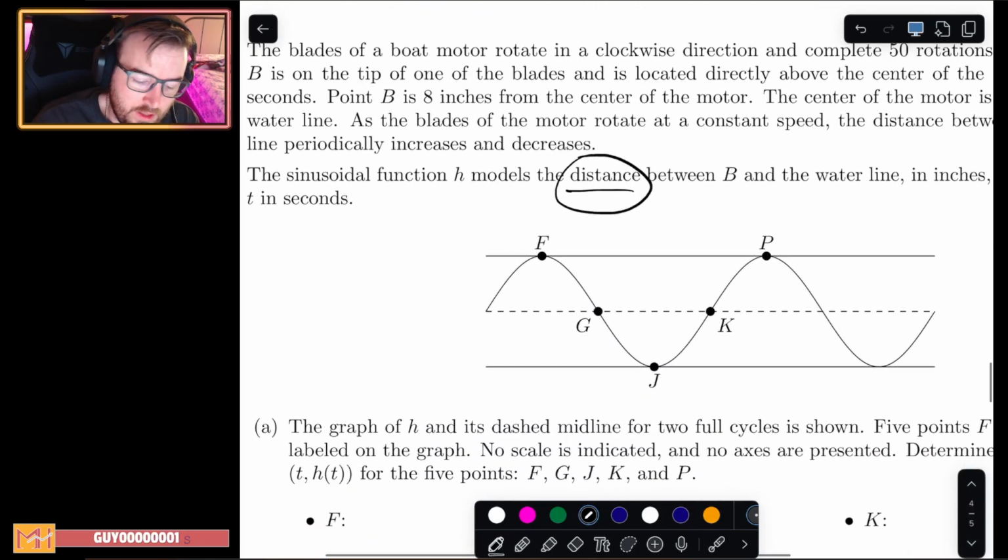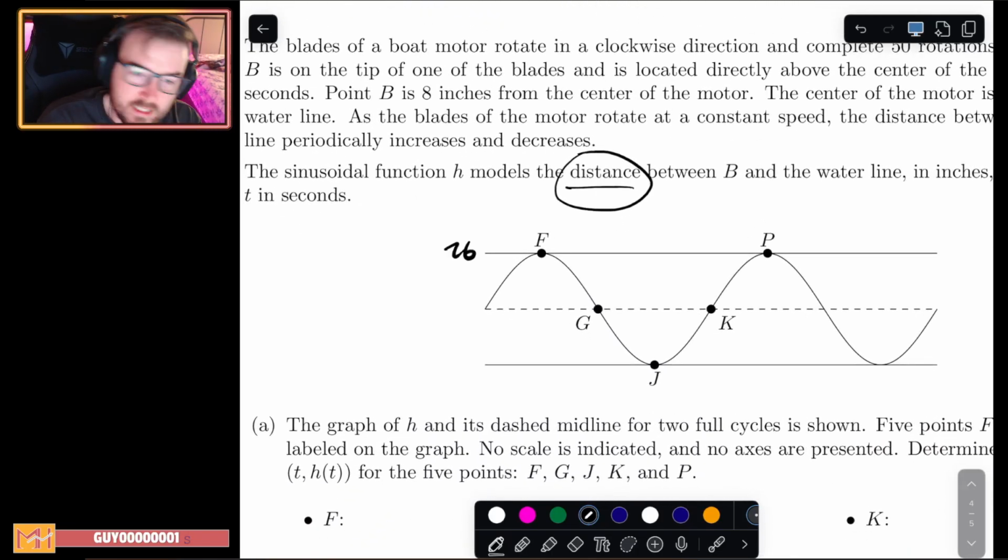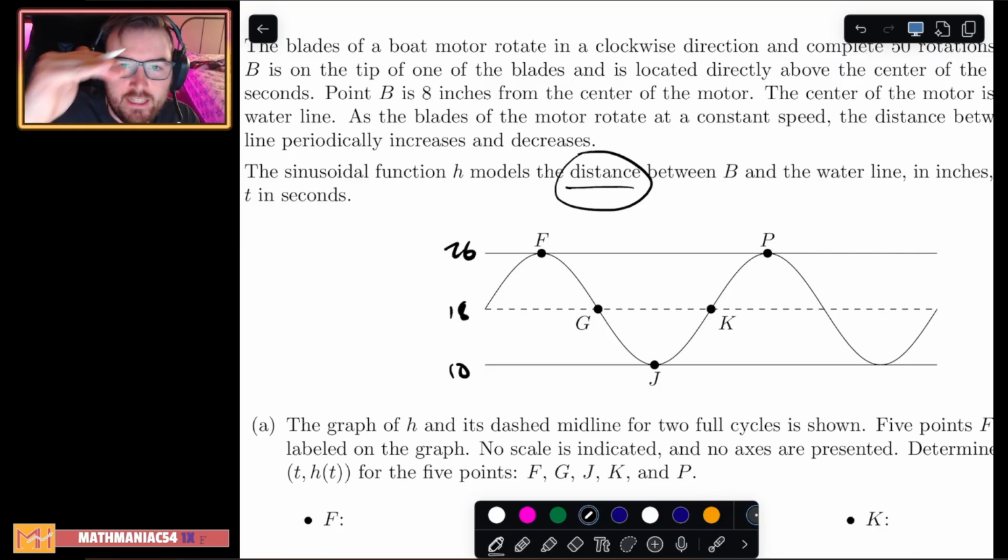And so this is 26, this is 18, and this is 10, not negative 10, negative 18, negative 26. It's actually 26, 18, and 10.